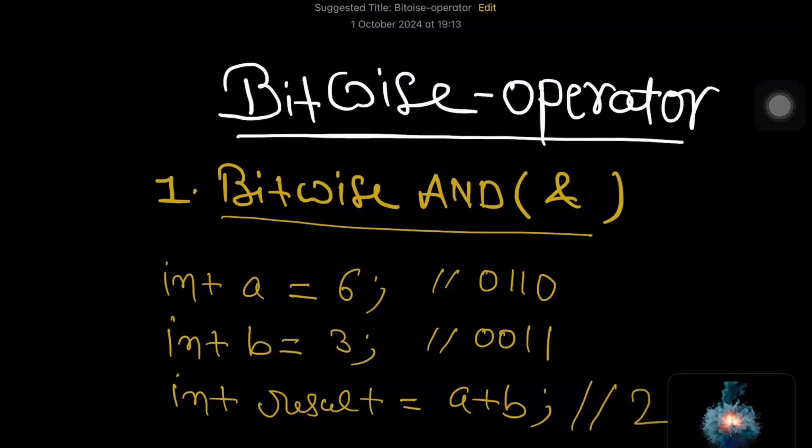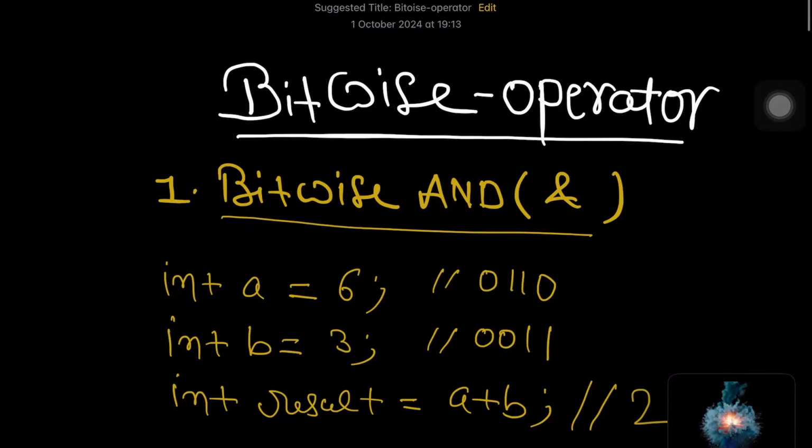So now we are going through bitwise operators. Basically, the operators used to perform operations on individual bits of a value are known as bitwise operators. First, we'll start with bitwise AND.